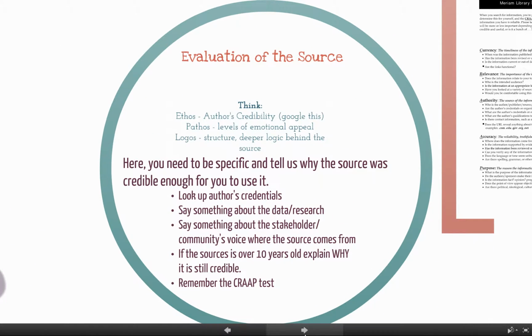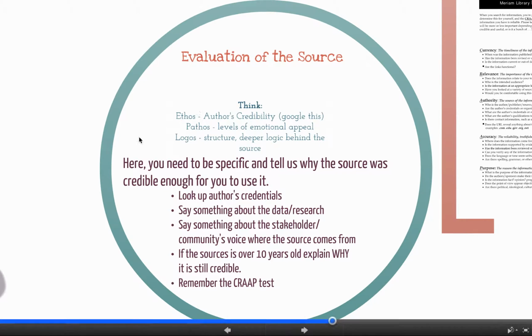The second part is an evaluation of the source. Think about credibility. I need you to tell me why you decided the source was credible enough, and you need to be specific. So one to two sentences about this. You can't just say, it was a published book and it's credible. That's not specific enough.